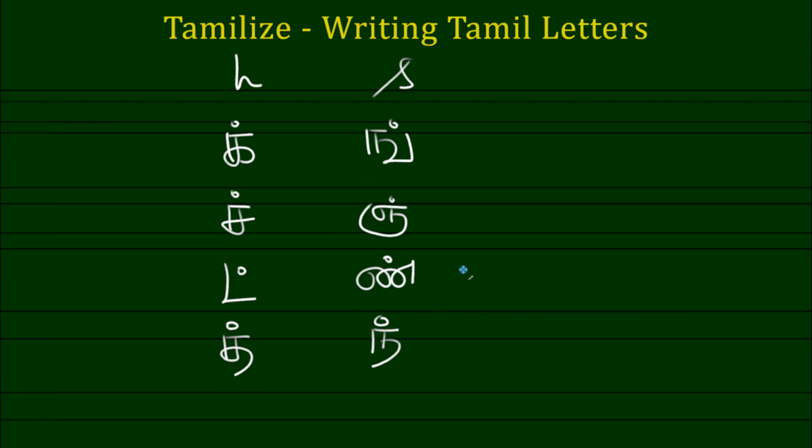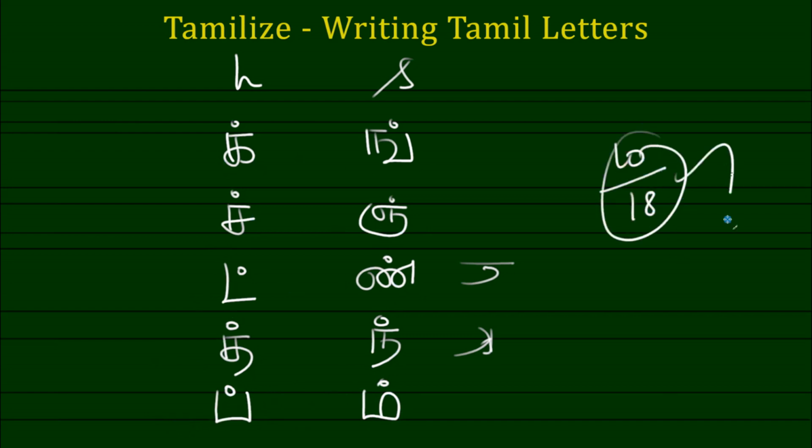So the tongue position, right? Here the tongue touches the palate with a curve. Here the tongue touches the back side of the front teeth, right? Tha, na. And then finally pa, ip, or ma, im. So ka, nga, cha, nya, tha, na, pa, ma. So we have learned the first 10 letters out of the 18 consonants in Tamil.